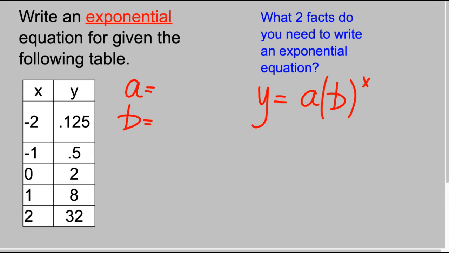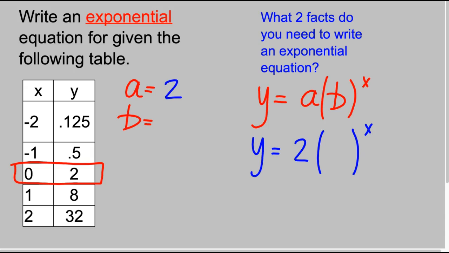So what's the initial amount going to be based on this table of values? Well, that's usually when x is 0. So when x is 0, my initial amount is going to be 2. So that's going to be the a value. And the b value is going to be how much it is being multiplied by each time, right? So if you look at that, what do you think the b value would be?